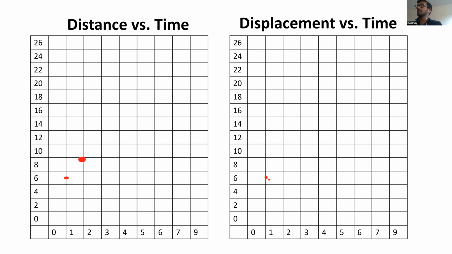But when we're thinking about displacement, now that we're down to the 5th floor, the 5th floor is only 4 floors away from the 1st floor. So our displacement is actually now 4.